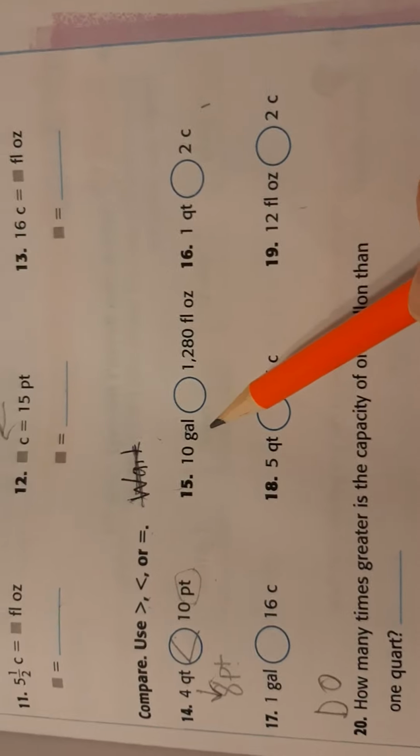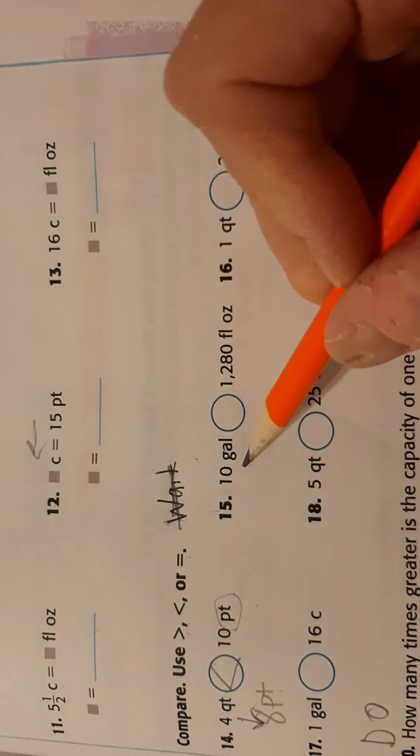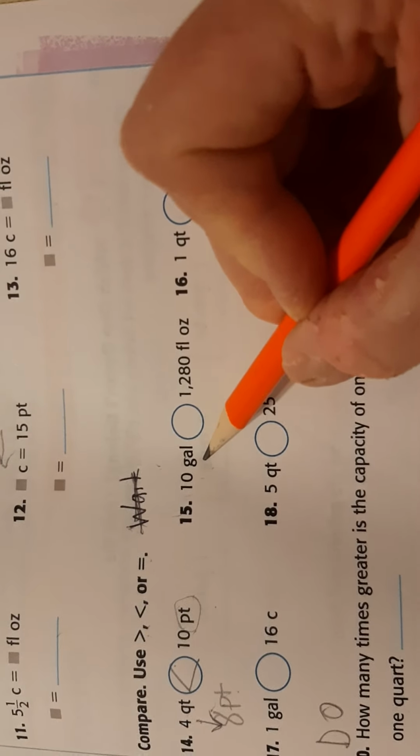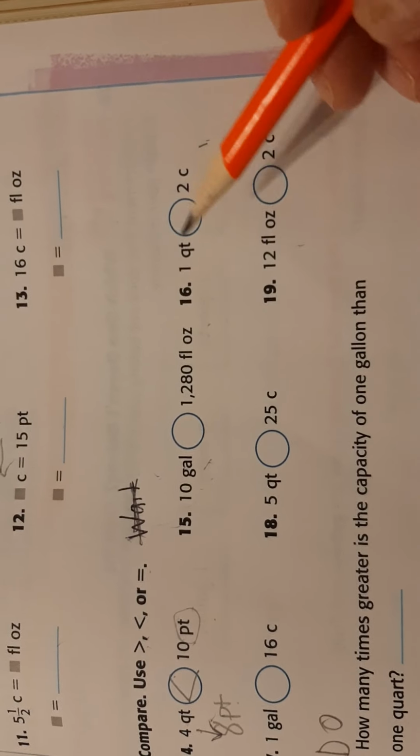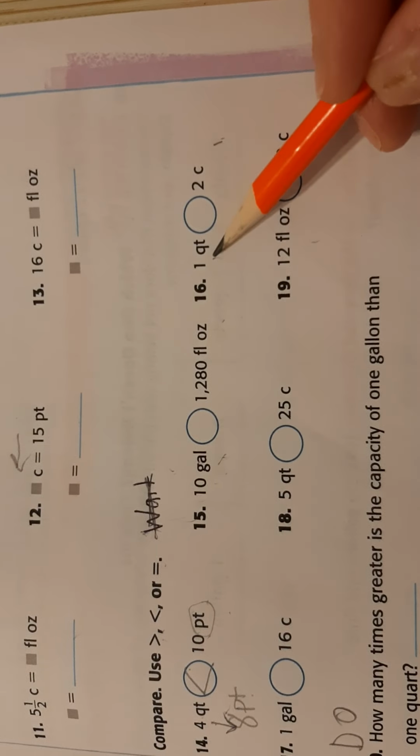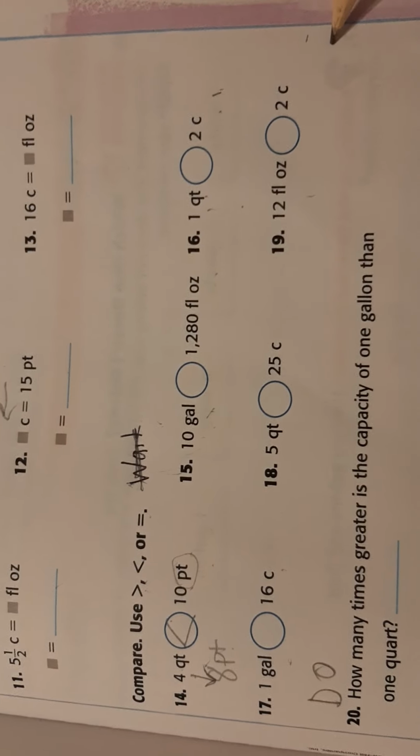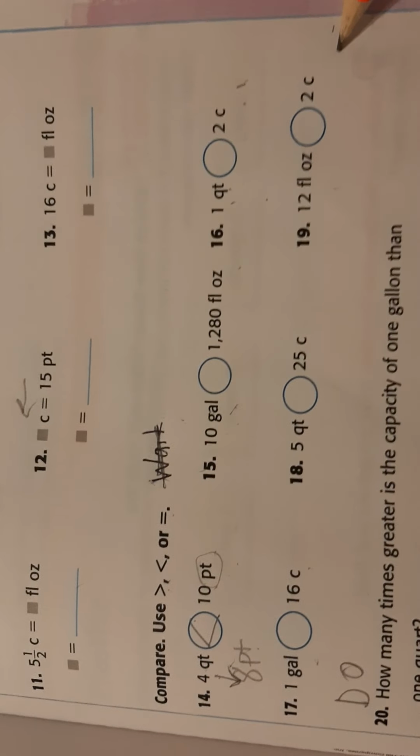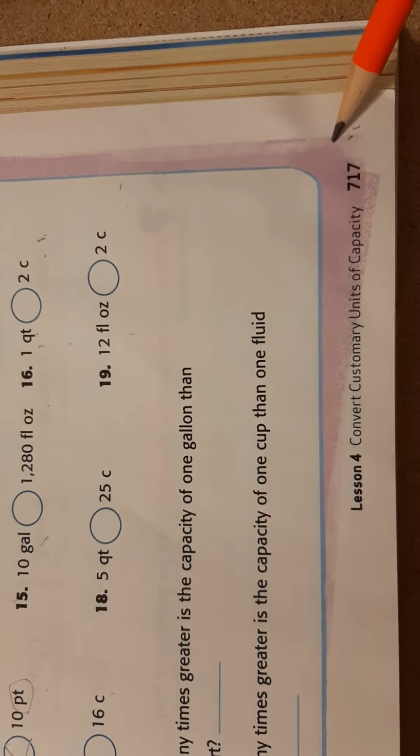You'll have to convert the units to the smaller one, and you can do that on scrap paper. So this one's going to be a little tricky because you're going gallons to ounces. So you have to go through that whole process we did. For quarts, you're going to convert 1 quart to cups because this is cups. You're going to convert 1 gallon to cups. So that's how you do this section. I want you to stop the video now and work on section numbers 14 through 19 on page 717.